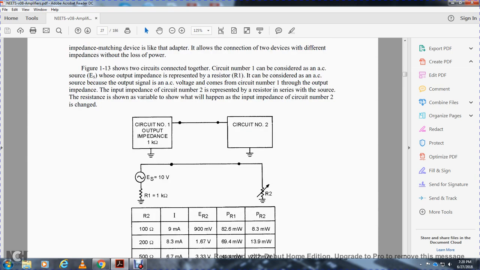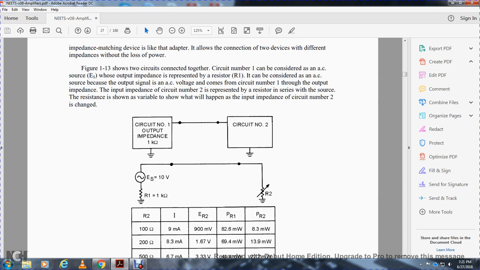Figure 113 shows two circuits connected together. Circuit number 1 can be considered an AC voltage source in series with its output impedance, represented by resistor 1. The output signal voltage comes from circuit number 1 through the output impedance. The input impedance of circuit number 2 is represented by a resistor. The resistor is shown variable to show what will happen when the input impedance of circuit number 2 changes.